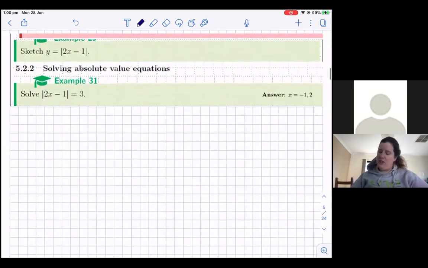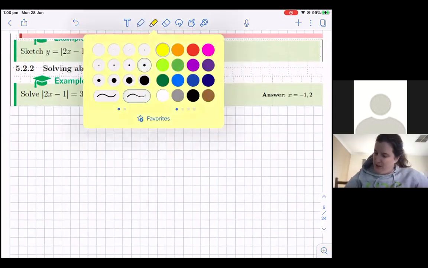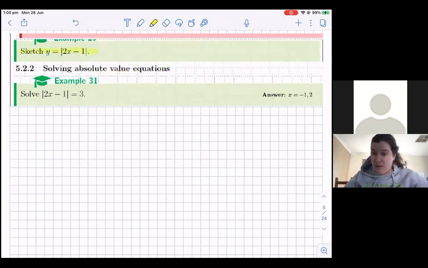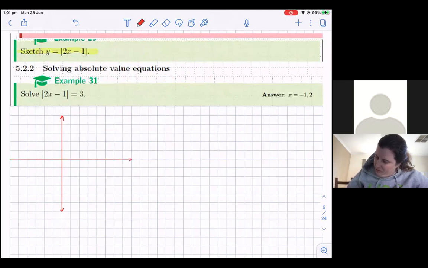Okay, if I'm sketching the absolute value of 2x take 1, one way to sketch things like this is to just ignore the absolute value signs, give it a sketch, and then make it bounce back. So wherever y would have come out as negative is no longer negative. So let's have a look. 2x take 1. It's going up. It has a y-intercept of -1. Its x-intercept is going to be a half.